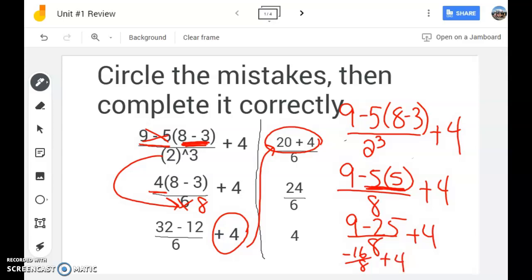And if you feel like I'm going too fast, don't worry. You don't have to get this down. I'm not taking this for a grade. Negative 16 divided by 8 plus 4. I'm out of room, so I'm just going to come up here. Is simply negative 2 plus 4, and we end up with 2.